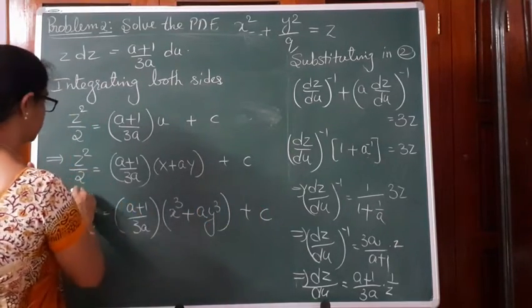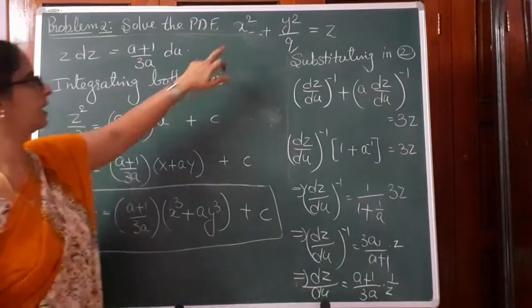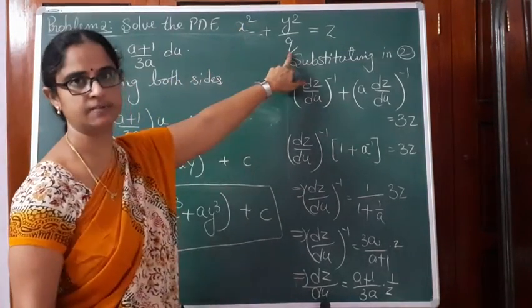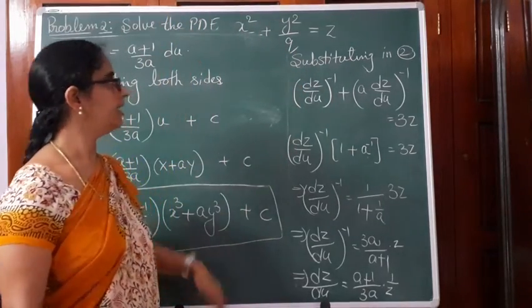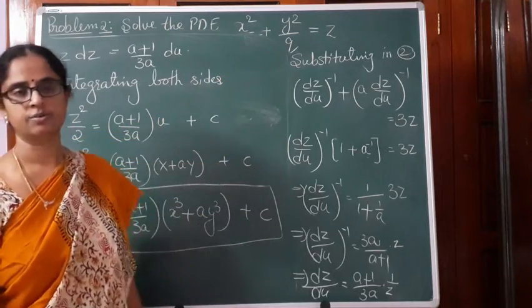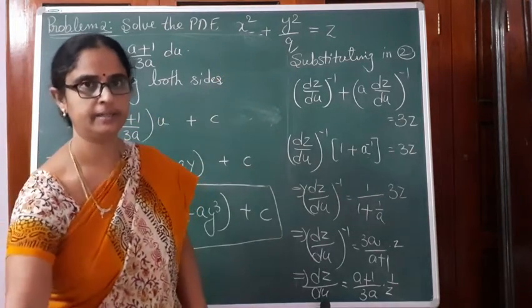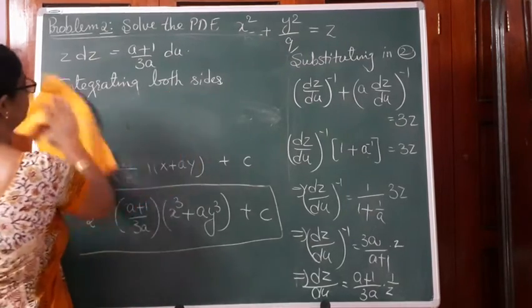This is the general solution for the partial differential equation we have taken, which is x square by p plus y square by q is equal to z. So we reduced this equation into standard form 2 by taking a suitable substitution. So we go to the next problem.